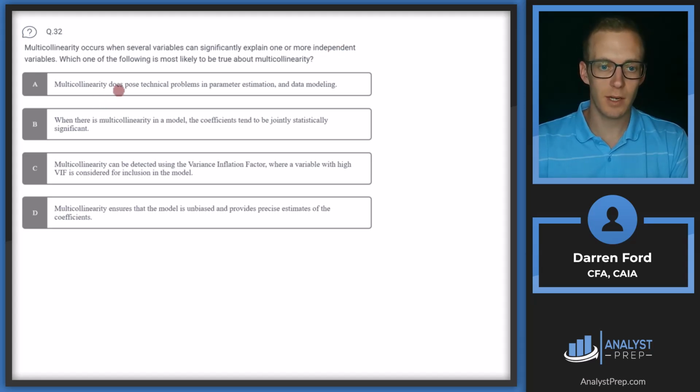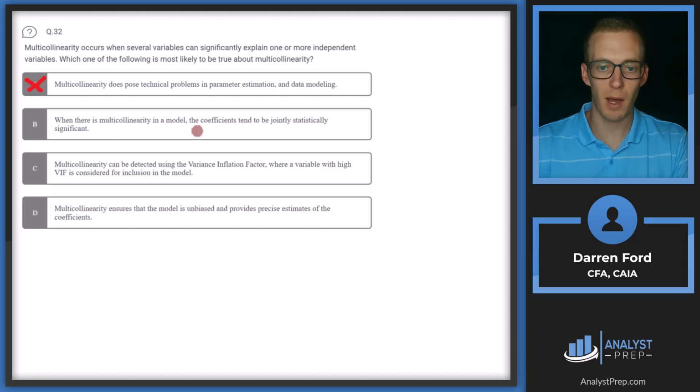So let's take a look at these. A, multicollinearity does pose technical problems in parameter estimation and data modeling. So we're going to be able to rule this one out. It can pose technical problems in the parameter estimation, but it doesn't necessarily affect the data modeling. It can make the estimates of parameters unstable and unreliable, but it's not distorting the model itself.